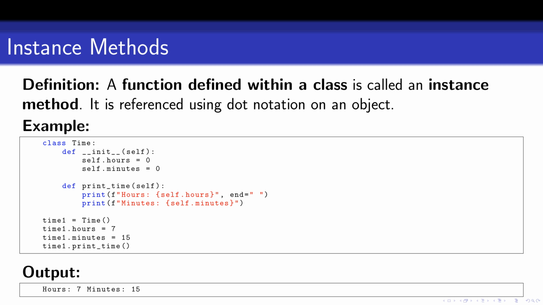Classes don't just hold data, they also define behavior using instance methods. These are functions written inside the class that operate on the object's data. Instance methods are always defined with self as the first parameter, which represents the specific object the method is being called on. You invoke instance methods using dot notation. For example, time1.print_time() calls the print_time method on the time1 object. This method might then access self.hours and self.minutes to display the current time stored in that instance.